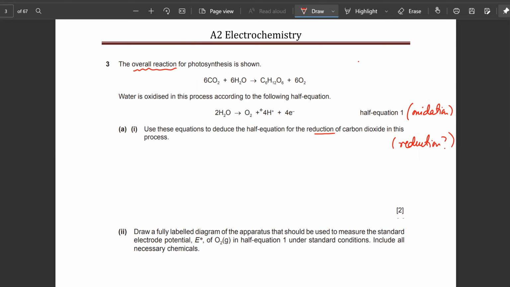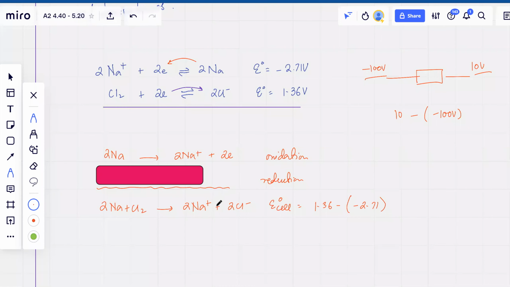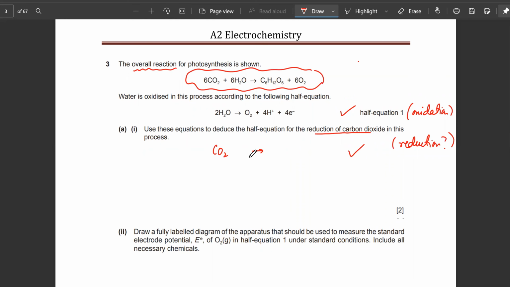How do we figure out the other half equation? I know that in this other equation, it's carbon dioxide that's getting reduced, and I have no idea what's happening. But I know that this equation and this equation add up to give you this overall equation. This is what we did over here as well. How did we get the overall equation? We added this equation with the reduction equation, and we got this. So is this clear? Yes. So this would add up with this and it would give you this.